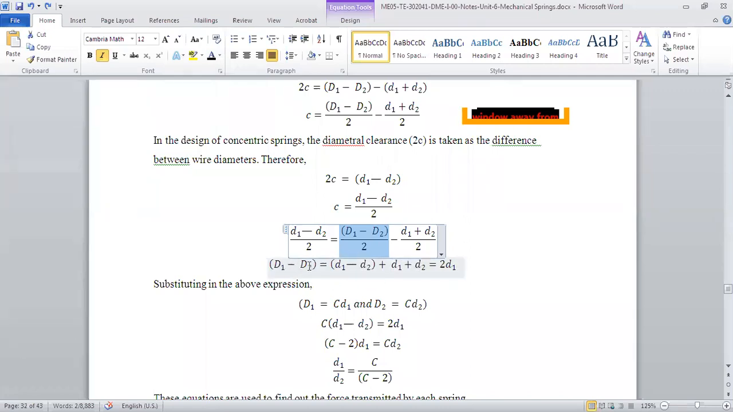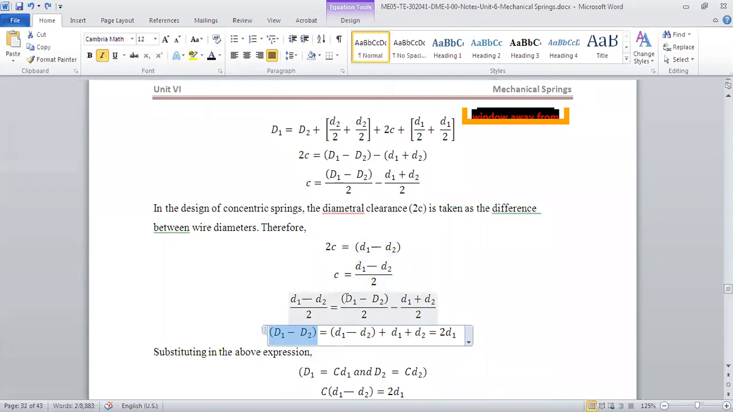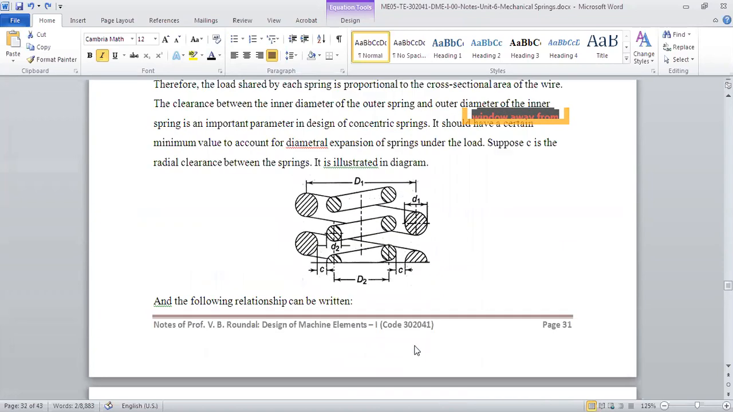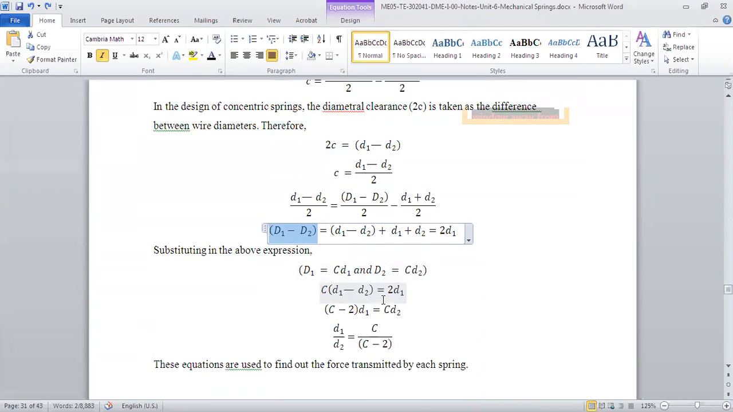So D1 minus D2 capital is equal to twice d1, or the difference between the mean coil diameters of two coils is equal to twice the smaller, or d1, the larger wire diameter. Right. Now what is D1? D1 is equal to C times small d1. Now here we have capital and small d. We'll try to put everything in small. So D1 is equal to spring index into d1, and D2 is equal to spring index into d2.